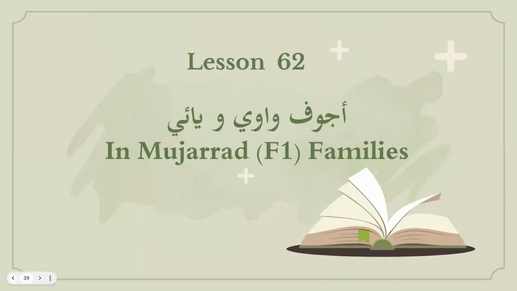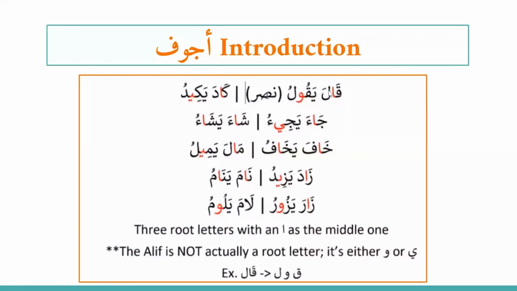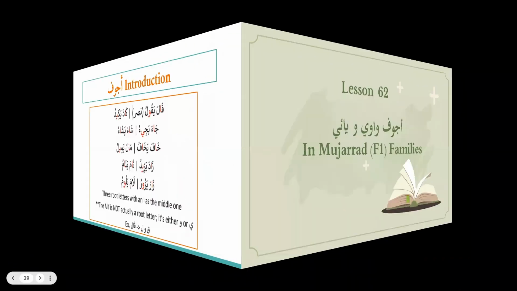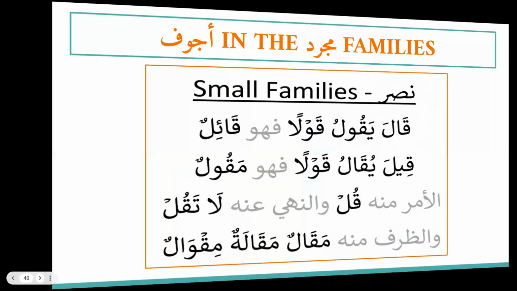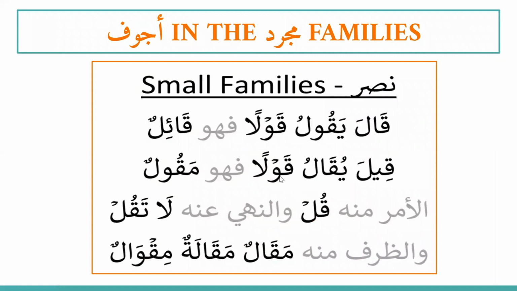So this was the introduction to Ajwaf, with a few examples, and you saw how in past tense the middle root letter vowel is dropped and alif takes the place of that. So let's go to the irregularities in Mujarrad families. Today we are going to do Ajwaf in Mujarrad families. You can see the Sarf Saghir of Qala, and Qala comes from the Nasara family.